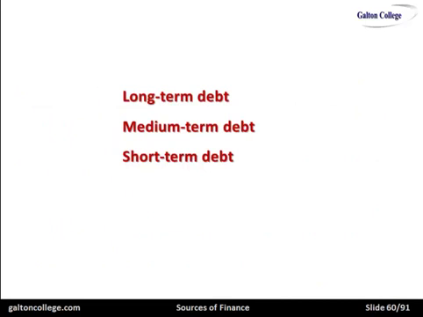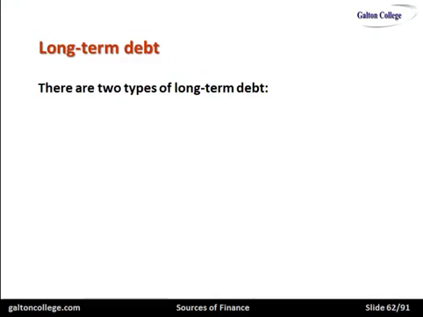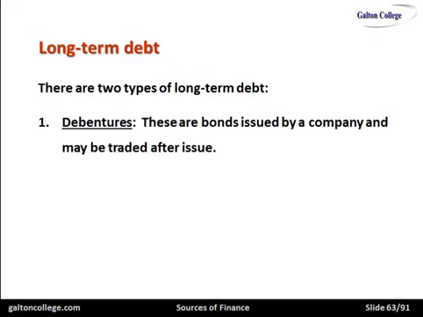So we have long-term debt, medium-term debt, and short-term debt. Well, long-term debt. There are two types of long-term debt. Debentures, I mentioned those earlier. These are bonds issued by a company and may be traded after issue. So simply the company issues a bond, and it'll pay interest on the bond, and it'll also repay the bond at some future date. So it's very similar to raising a loan from a bank. It pays an interest, I should say, not a dividend. It doesn't vary with profitability. They guarantee a rate of interest on the debenture, and there is a time period in the future when the debenture will be repaid.